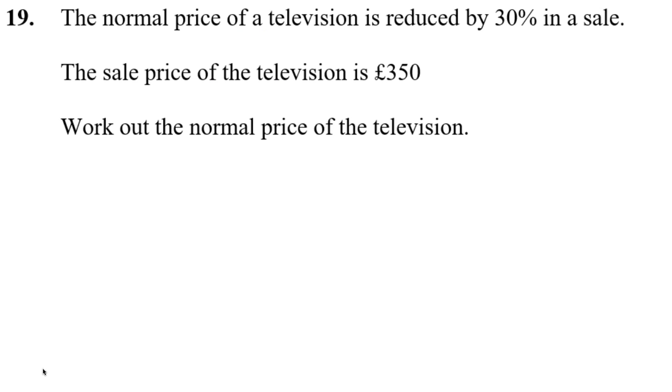Okay, and then finally, number 19. The normal price of a TV is reduced by 30% in the sale. The sale price of the television is £350. Work out the normal price of the television. Okay, so we know that the normal price take away 30% gives us the sale price.